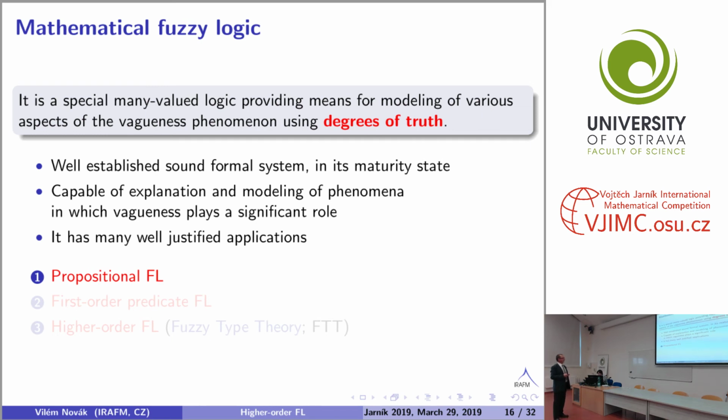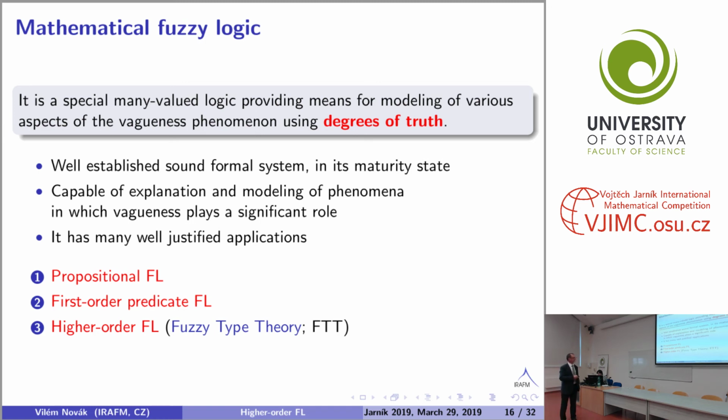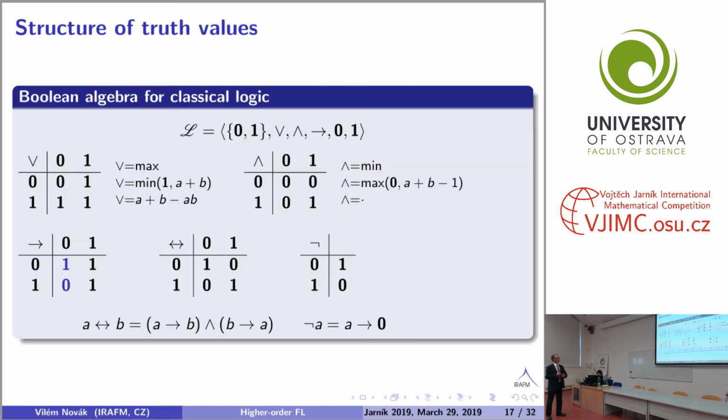There are, of course, two levels of mathematical fuzzy logic: a propositional one, then first order predicate fuzzy logic, and higher order fuzzy logic. It is called fuzzy type theory because higher order non-classical logic is called type theory, which was established by Bertrand Russell at the beginning of the 20th century. So type theory, higher order logic, has existed already more than 100 years, and its fuzzy version has been established in, say, this century. First, about structure of truth values.